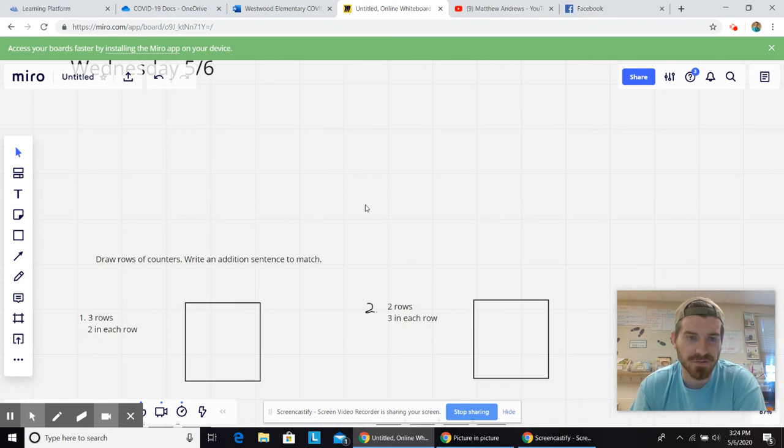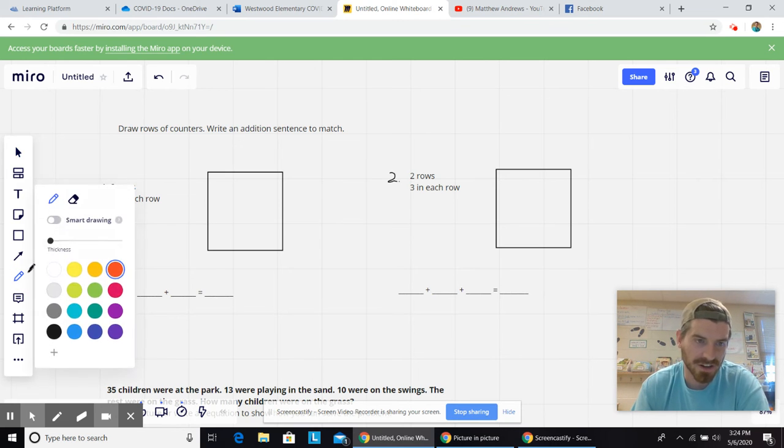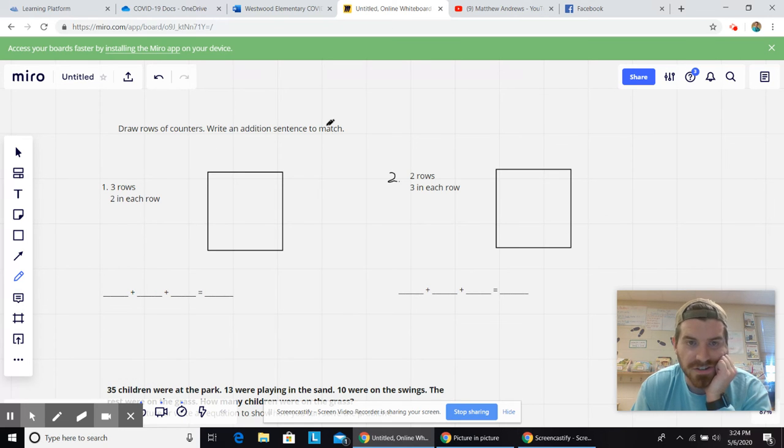Okay, now I'm going to come down here to Wednesdays. This will be a little bit of review of the array stuff that I was talking about earlier. It says, draw rows of counters and write an addition sentence to match. Here it's asking for 3 rows, and it wants you to put 2 in each row. So when I think rows, remember that's horizontal. So I need 3 groups that are going this way. 1, 2, 3. So I'm going to draw a counter here, and it says there's 2 in each row. So there's my first row with 2 counters in it.